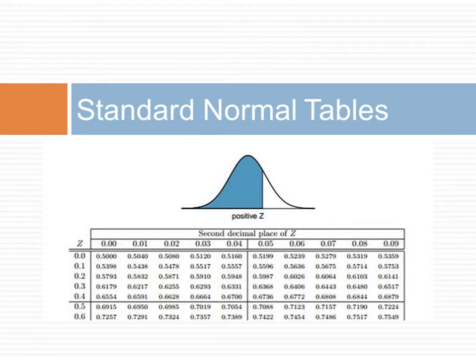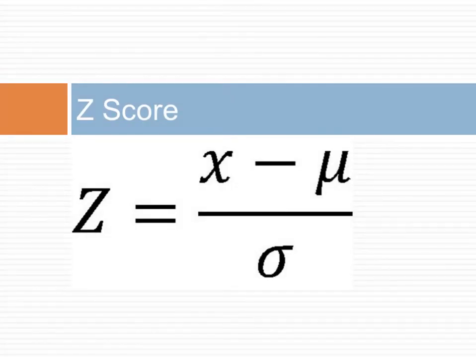Standard normal tables exist that tell us how common a value is based on how many standard deviations it is away from the mean. To count the number of standard deviations an observation is away from a mean, we need the z-score. If the observation is 1 standard deviation above the mean, its z-score is 1. If it is 1.5 standard deviations below the mean, then its z-score is minus 1.5.